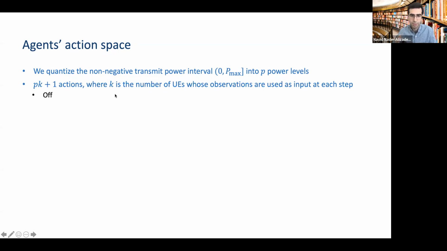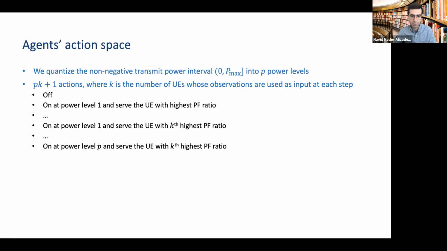So this is basically what these actions mean. The first action is just the +1 here, so it's just going to be off. If the agent is not going to be active, then there is no user selection involved. But then all these PK actions are the combinations of different power levels and different users that the agent can select. So we have the agent being active at power level number 1 and serving the user with the highest PF ratio, and so on for the P power levels and K users. So we have PK actions if the agent is going to be active.